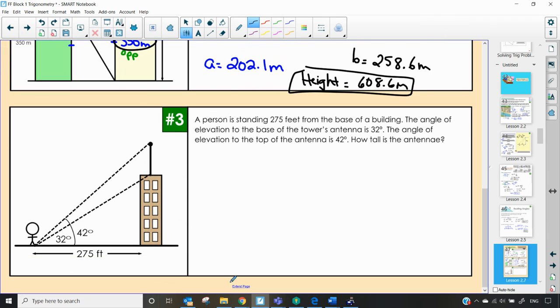All right, moving on, we've got our third example here. This again is an example of those nested triangles. And the question says a person is standing 275 feet from the base of a building. The angle of elevation to the base of the tower's antenna is 32 degrees, and the angle of elevation to the top of the antenna is 42 degrees. And the question is, how tall is the antenna? So very similar to the guy wires question, but just a different diagram.